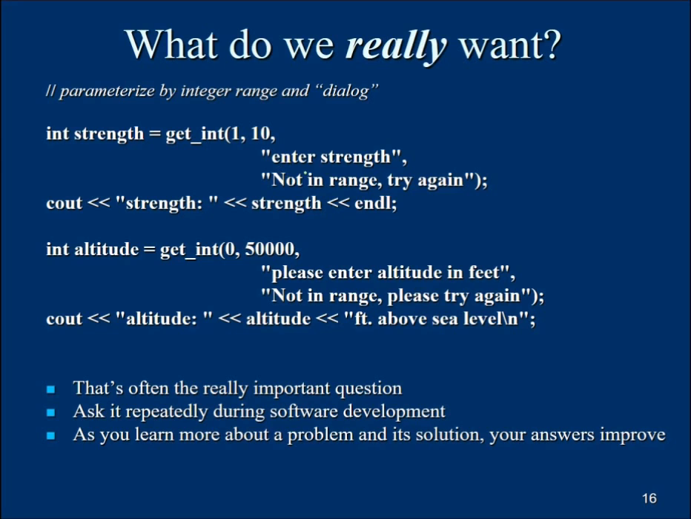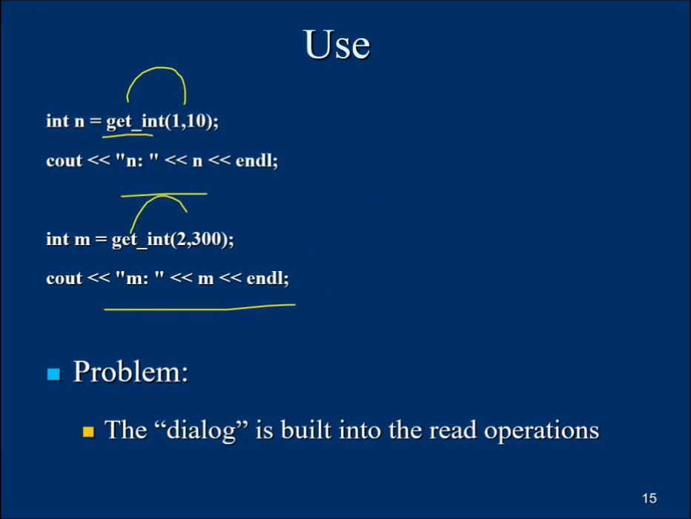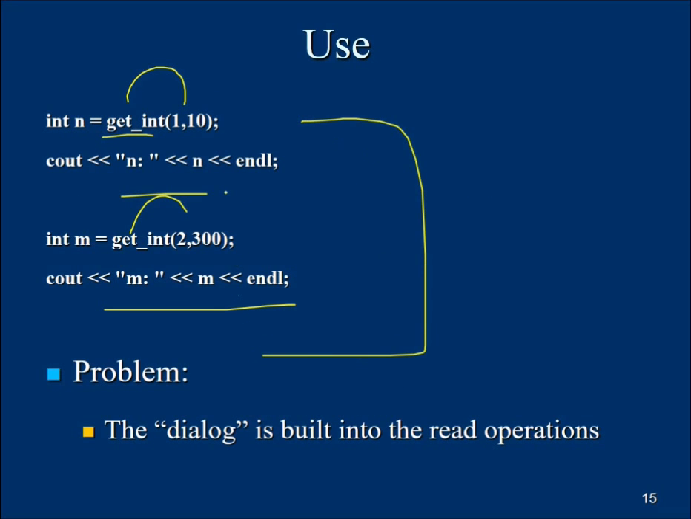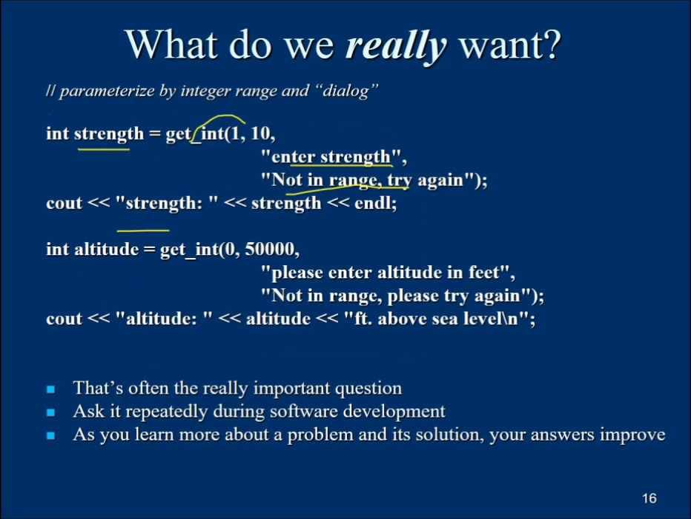What do we really want in this type of situation? Because we can have some other situation also, like get int 1 to 10, enter strength, not in range, try again. So this is parameterized by integer range and dialog. This is what we are talking about when we talk about read operations which already have this dialog. So we check for get int and 1 to 10, enter integer, not in range, try again, and we can just present this strength, or otherwise we can have get int from 0 to 5000.